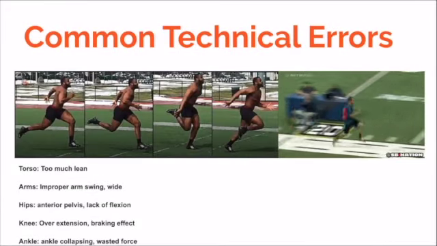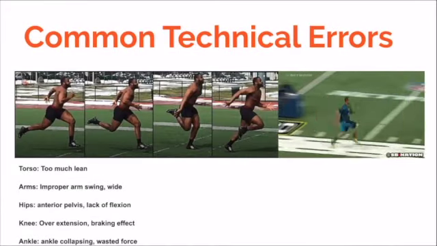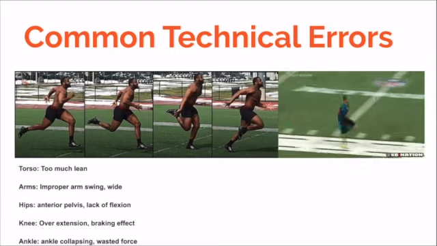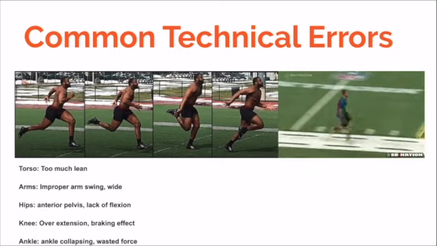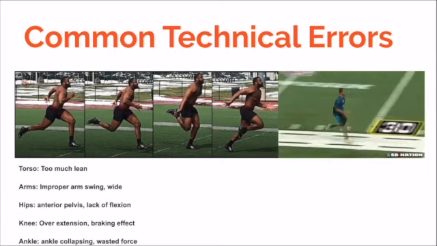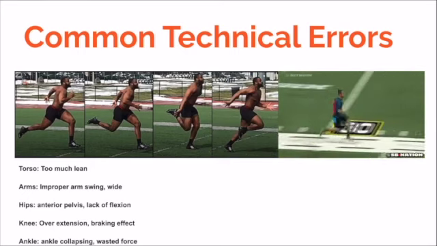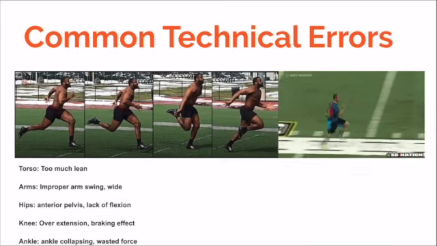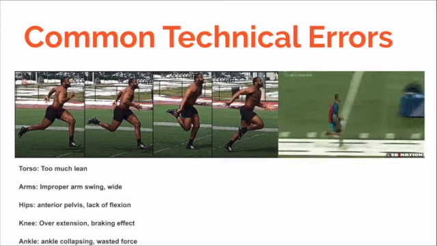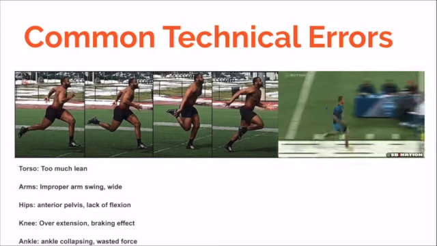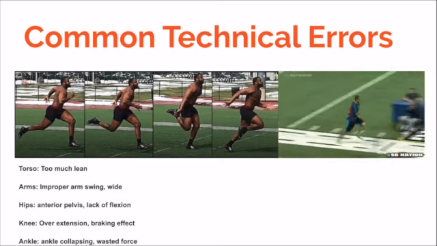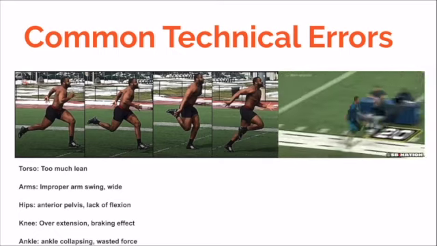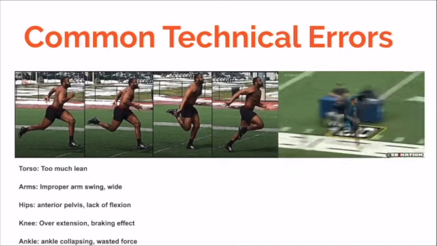Common technical errors for sprinting. Within our athletes' sprinting mechanics, these are the most common mistakes they make. Having too much torso lean. This can stem from an excessive anterior pelvis issue or simply never being taught proper sprinting mechanics. Next is improper arm swing. Many efficient sprinters have that really wide arm swing in order to keep their balance. Looking at the hips, we can sometimes notice an excessive anterior pelvis.